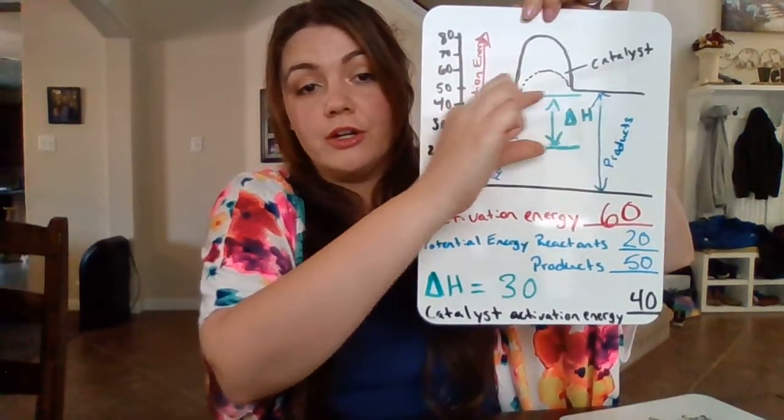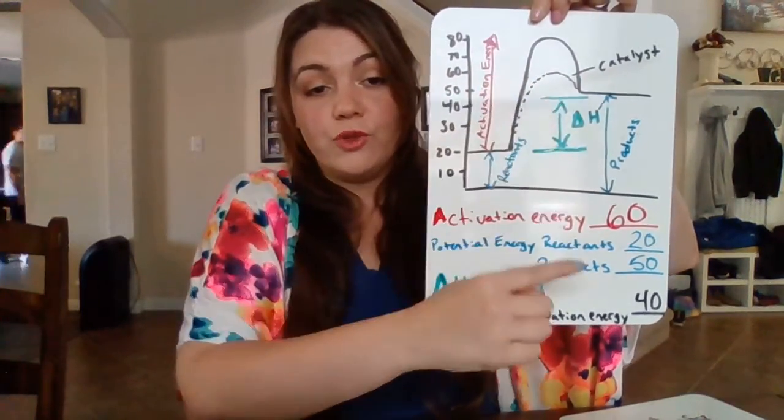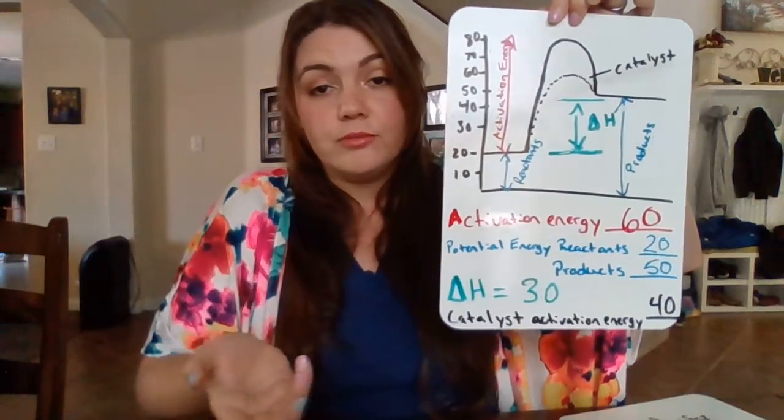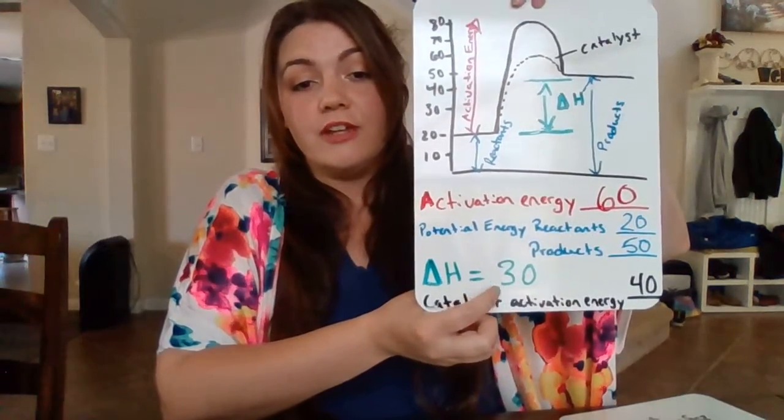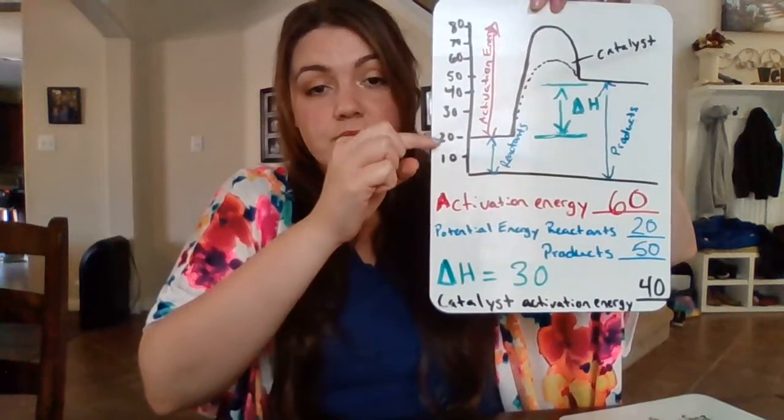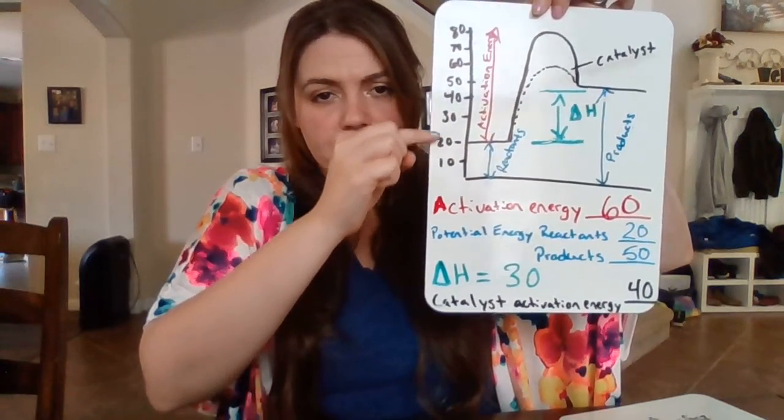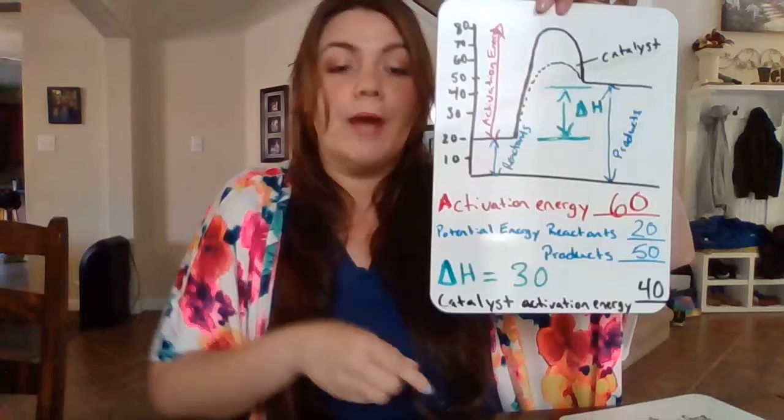What is the change here? What is the number value change? So if you look at the 20 and the 50, subtract them. What does that equal? 30. The change of heat is 30. 10, 20, 30. That's the change, okay?